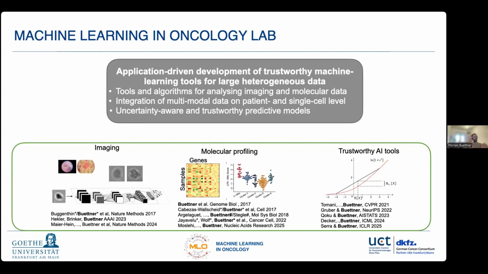The first is we are developing tools and algorithms for analyzing imaging and molecular data. We work on the integration of multimodal data, both on the patient and the single cell level. And we pursue more theoretical work on uncertainty-aware and trustworthy predictive models, which is more at home in the machine learning and AI community. But today I'll mainly talk about molecular profiling and how we can integrate multimodal data on the patient level and also on the single cell level.